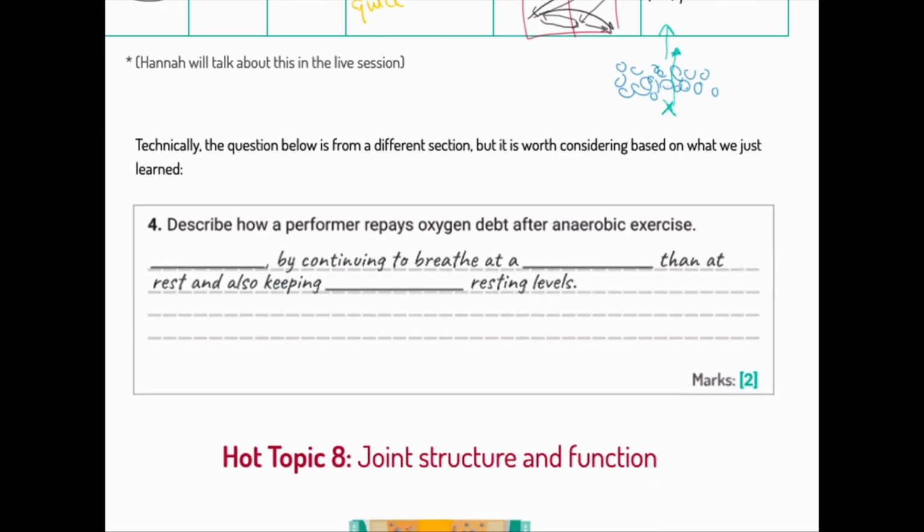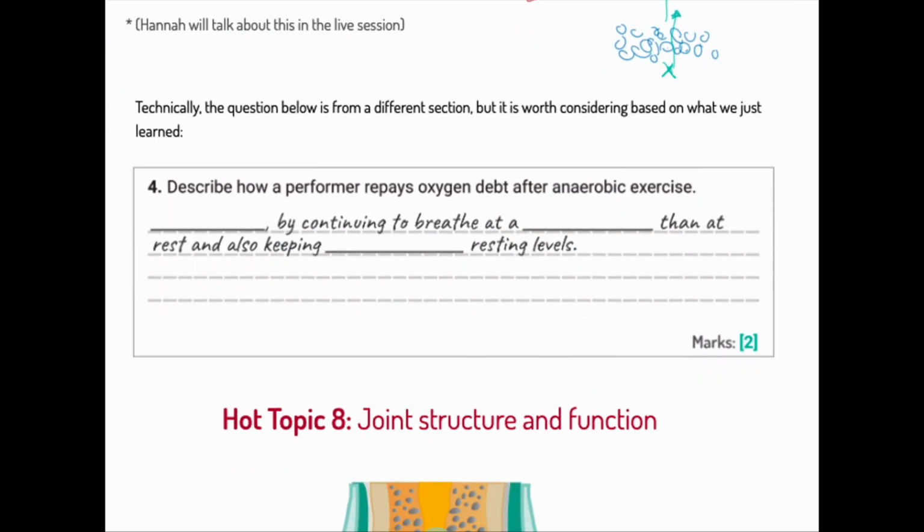Let's continue to scroll down to this question. Now, oxygen debt, which is what we're talking about here, is not technically in this section, but I think it's really good for you to make sure that you are linking oxygen debt with anaerobic respiration, anaerobic exercise. So again, we go through, describing how. Describe how a performer repays oxygen debt after anaerobic exercise.